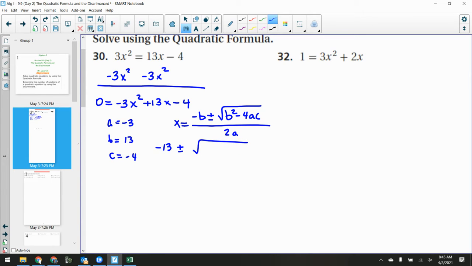The square root of, we've got B squared, so 13 squared minus 4 times -3 times -4, all divided by 2 times -3. Where do I go to first? We calculate, yes. But where do I start plugging in my calculator first? Underneath the square root. So let's go in there.